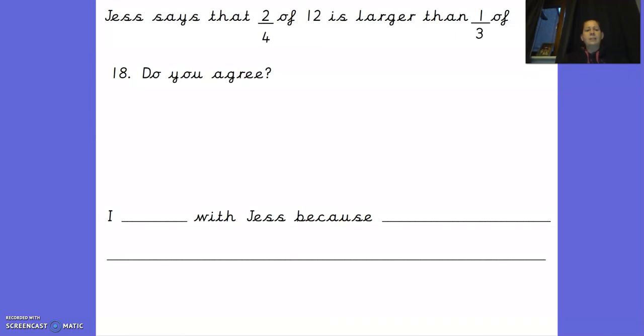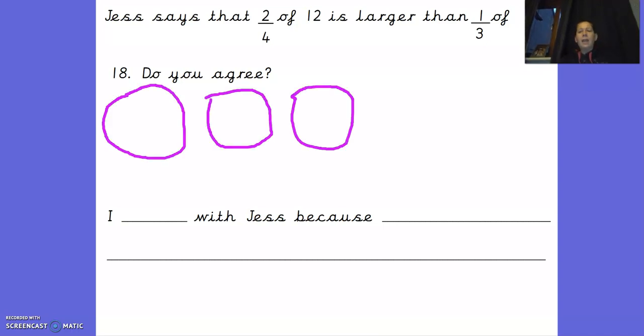Okay, Jess says that 2/4 of 12 is larger than 1/3 of 18. Do you agree? Pause the video, have a go at working this one out. Okay, how did you get on? So the first part, Jess says that 2/4 of 12 is larger than 1/3 of 18.